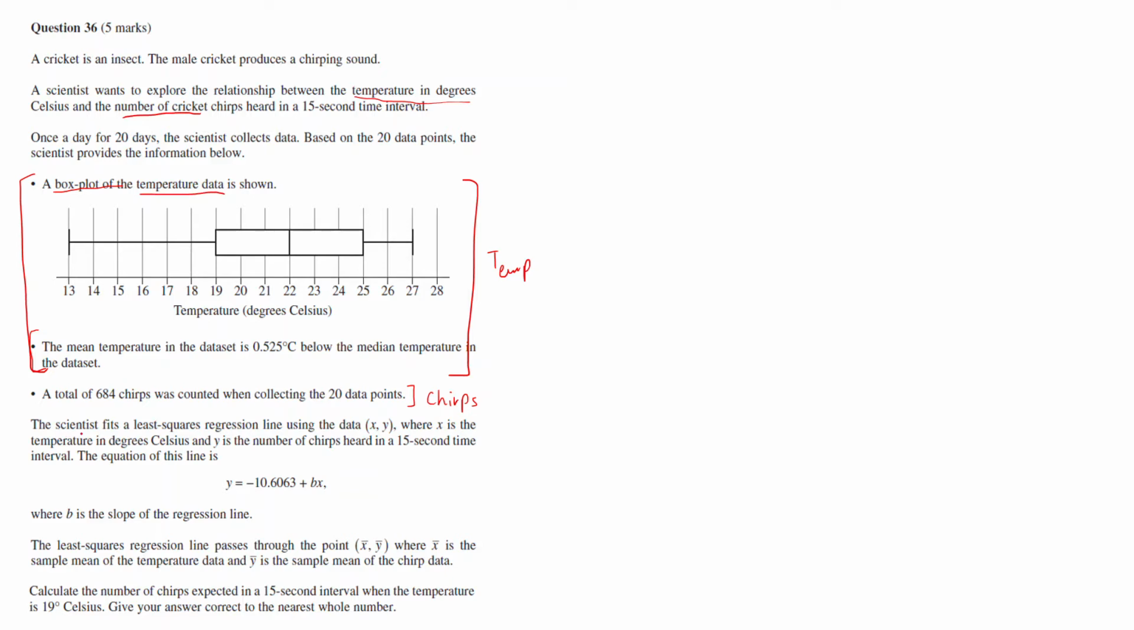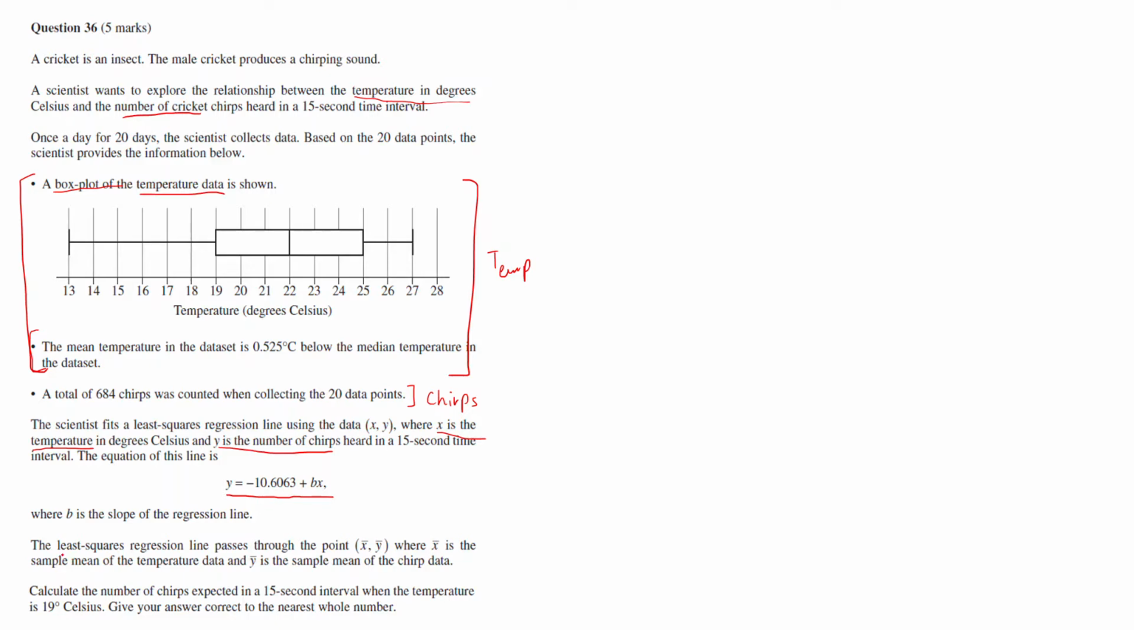Then what we are told is that a least squares regression line has been fitted. So x is the temperature on that line. We call x the temperature, and y is the number of chirps. And you're given this equation of the line, but you're not told what b is. You're told that this is the equation, the relationship, and this relationship is through this equation.